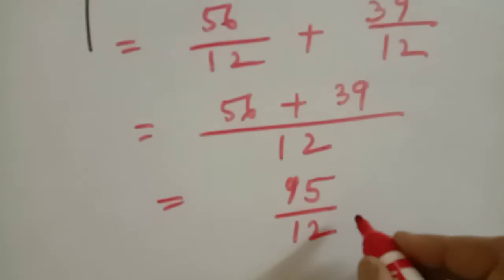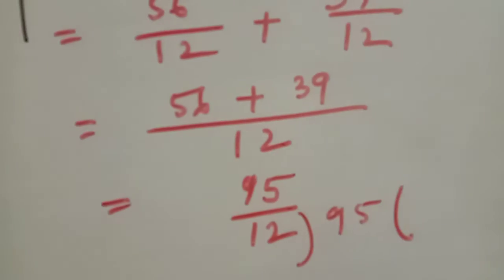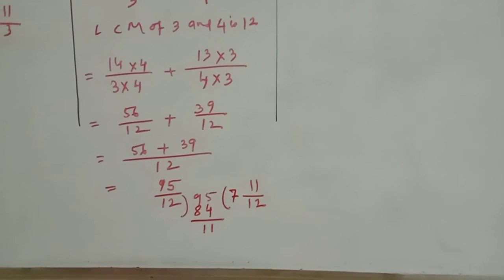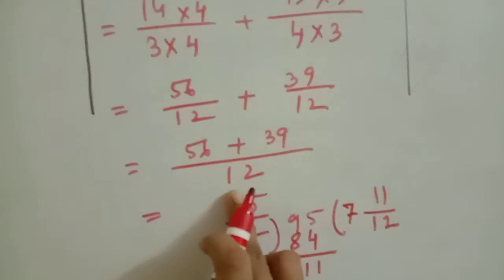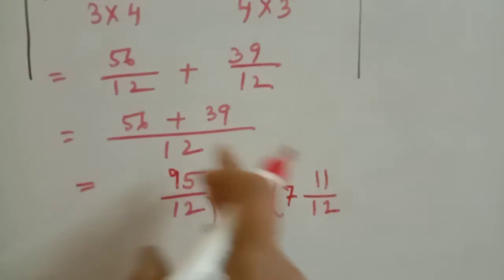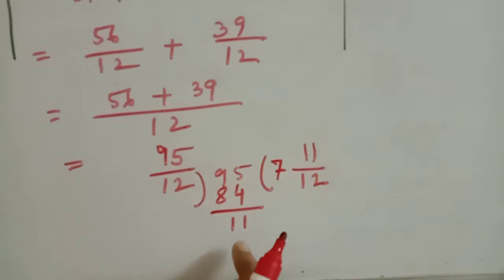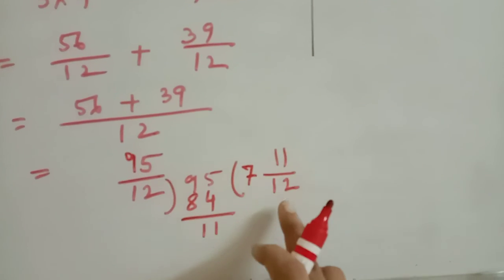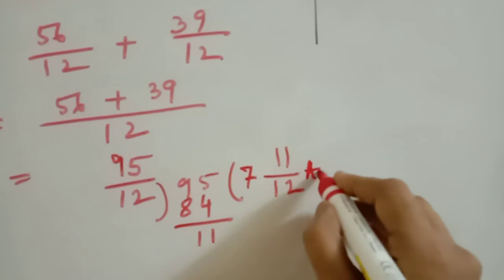You can leave this also, or you can make it a mixed fraction also. When you are making it a mixed fraction, 95 by 12, in your book it is written only 95 by 12, but I have started it to make it a mixed fraction. If it is an improper fraction, then you can convert it to a mixed fraction. So multiply 12 7s are 84. Now subtract it. What you can't divide by 12, you will write in the numerator, and in the denominator you will write 12 only, and this is the answer.